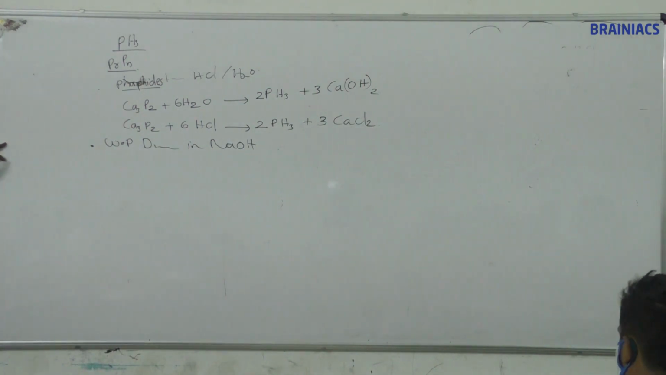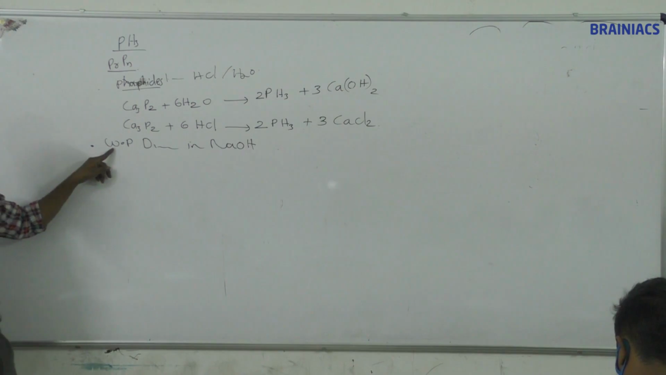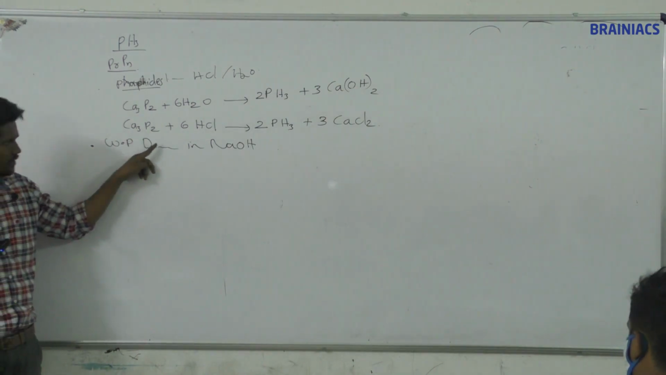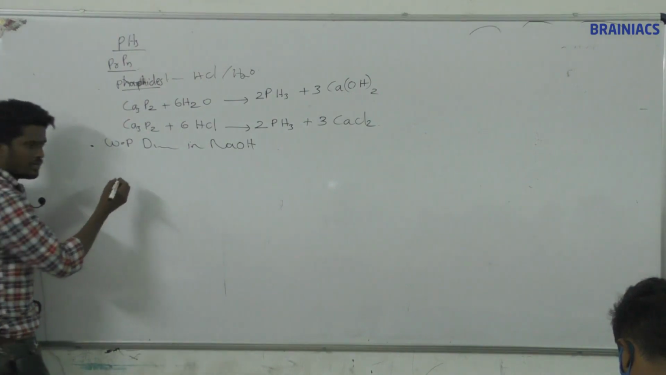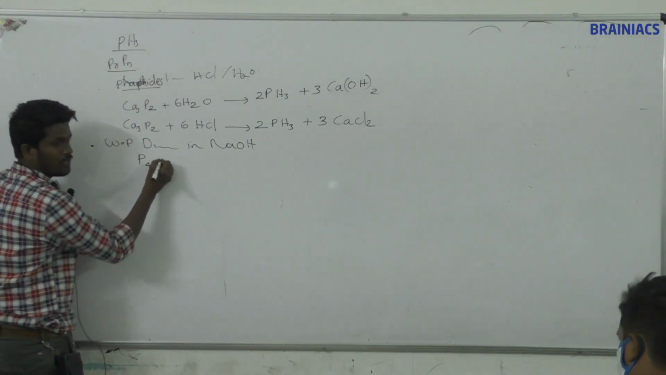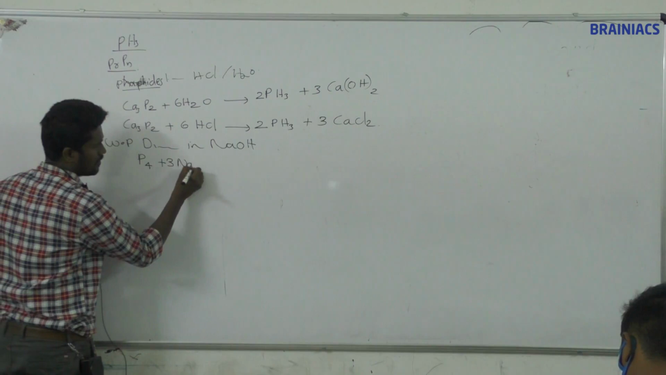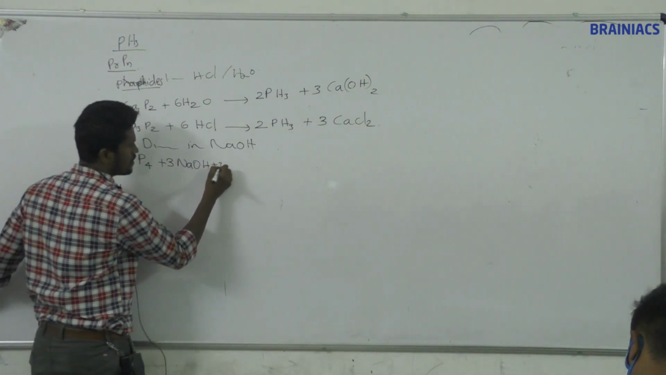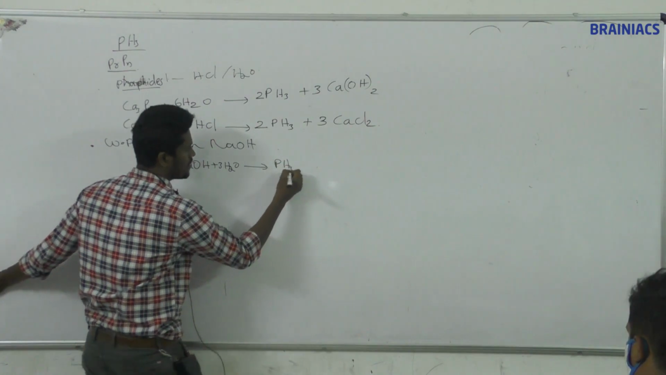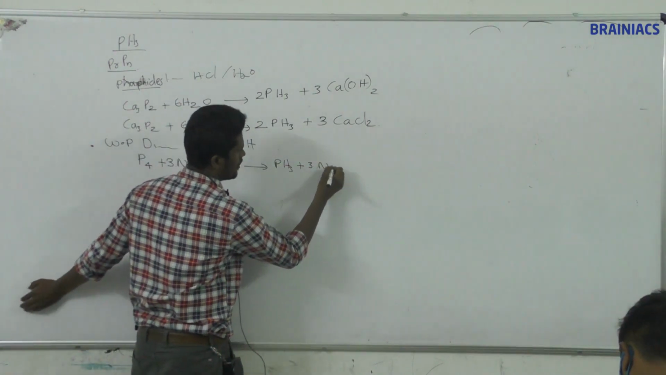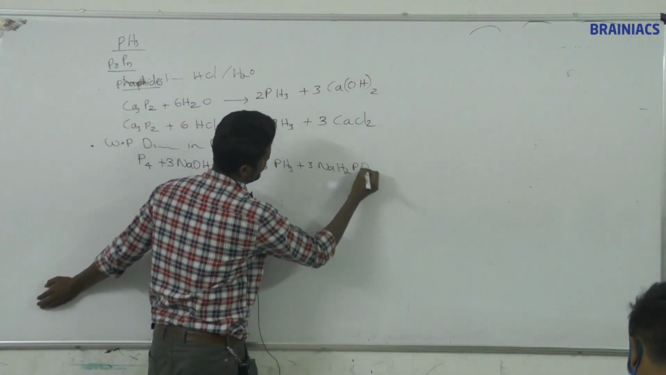So what is the preparation of phosphine? White phosphorus dissolves in NaOH. So what is the equation? P4 plus NaOH plus H2O gives PH3 plus NaH2PO2.